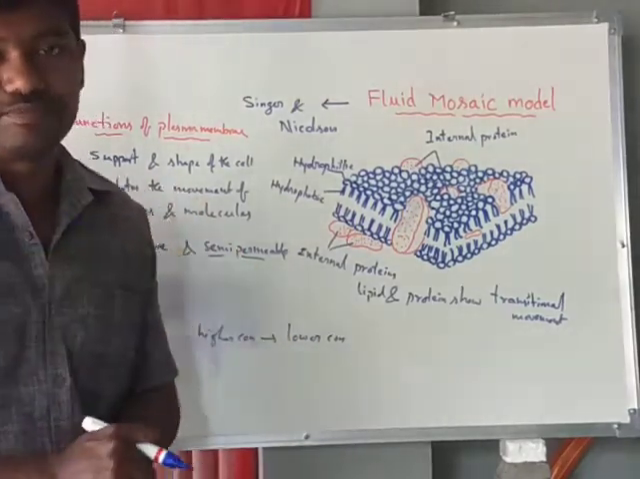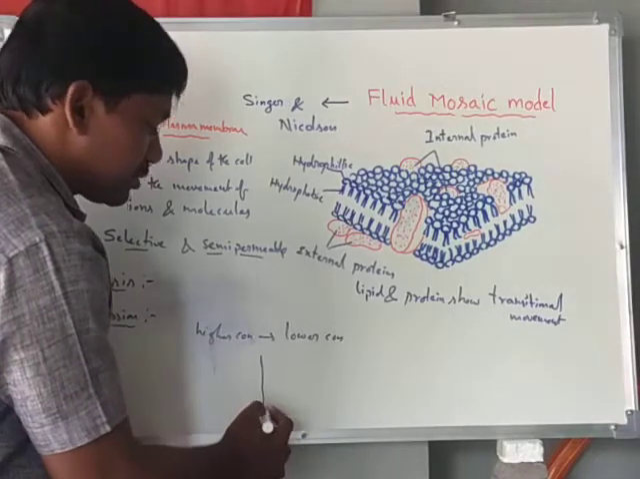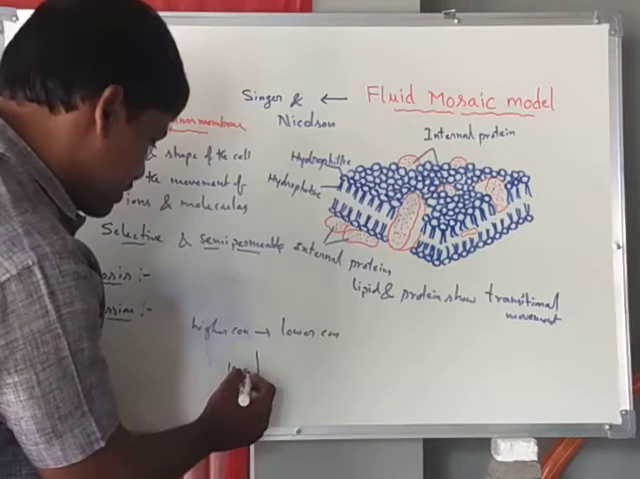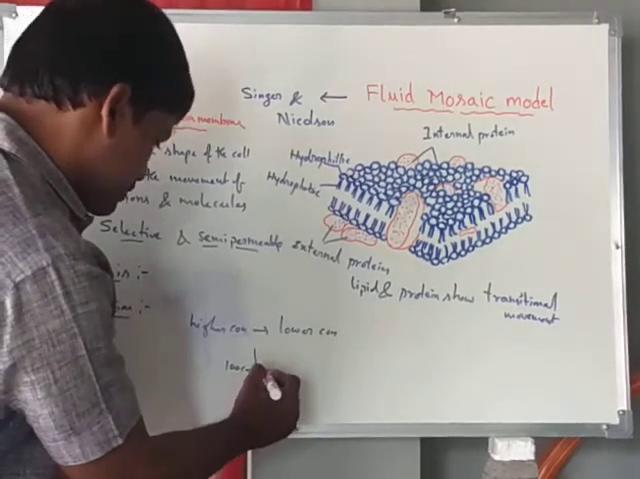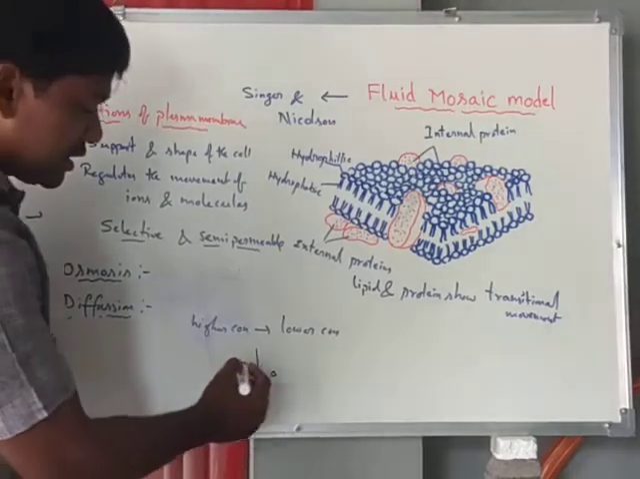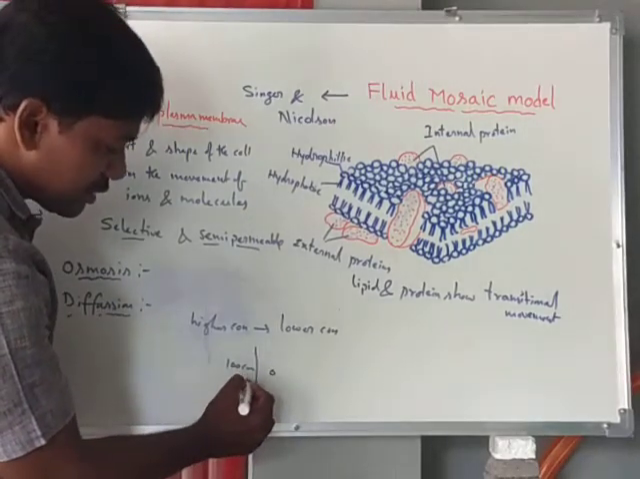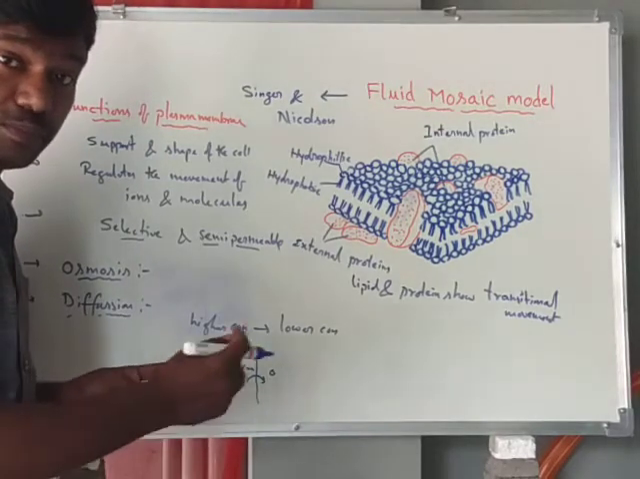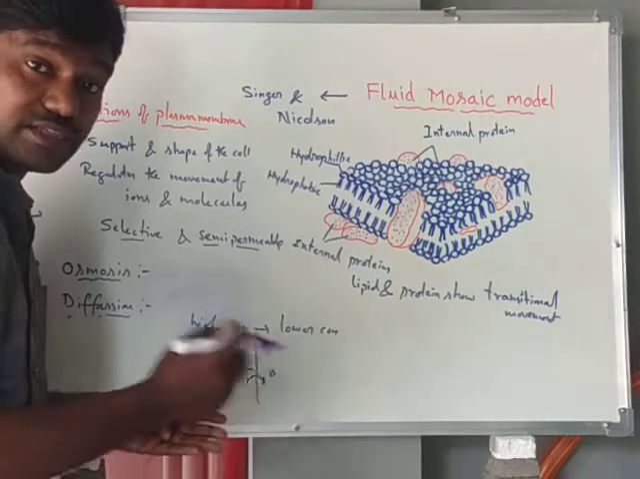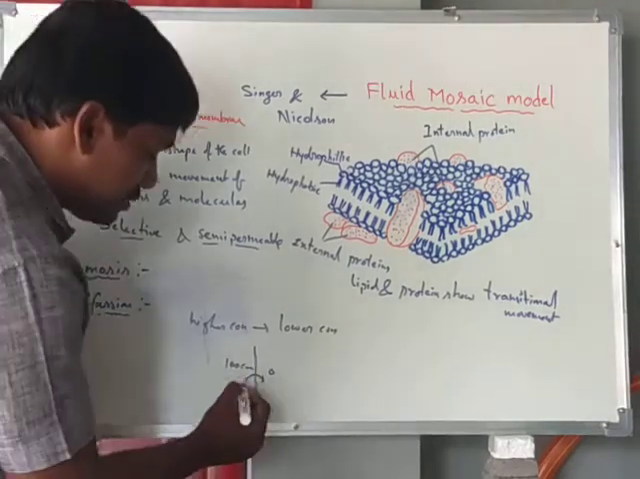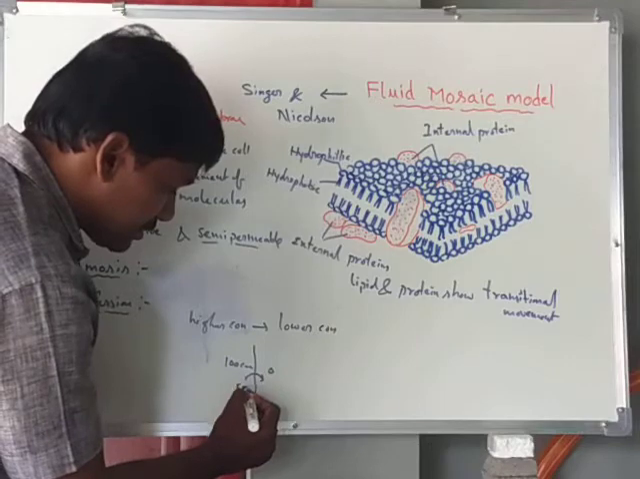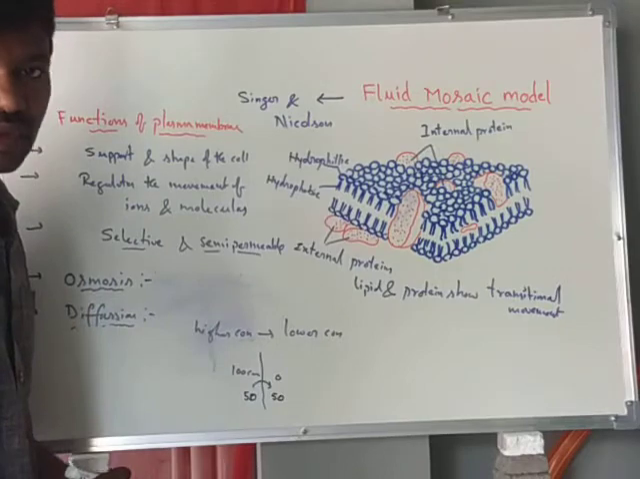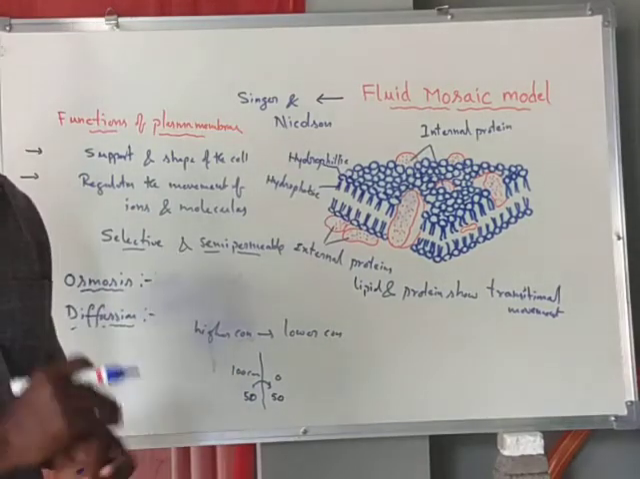That means if you take the plasma membrane, here we see the concentration, and here we see zero concentration of molecules. Then the molecules move from higher concentration to lower concentration. The movement continues until the concentration on both sides becomes equal. That means here 50 and here 50, then the movement of the molecules will stop. So this is about diffusion.